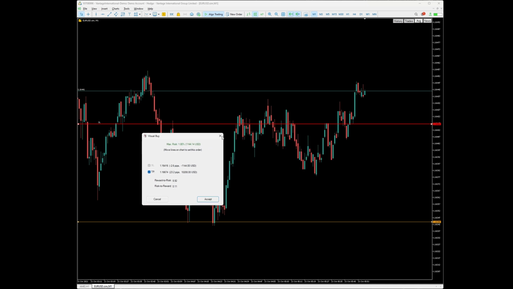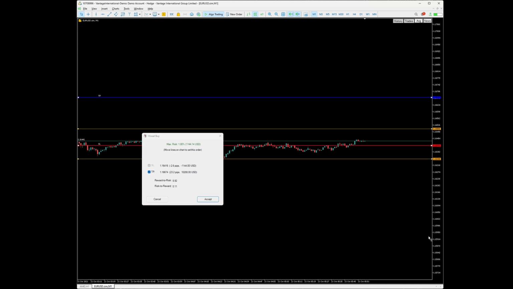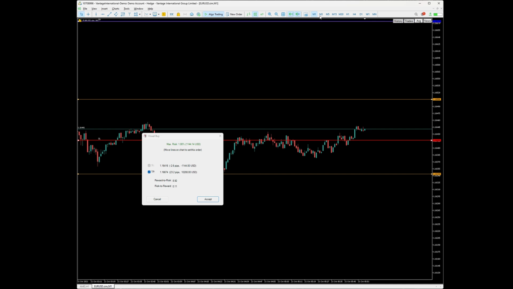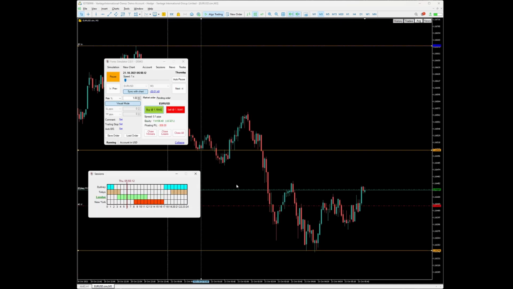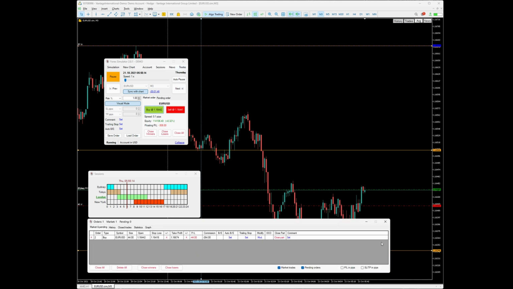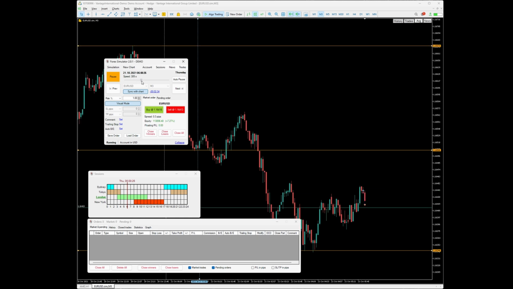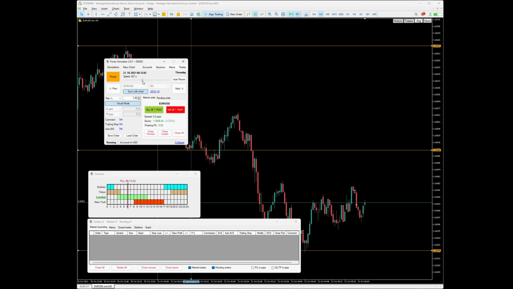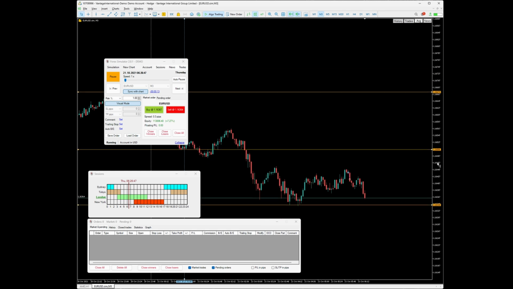Tight, we've got 8 risk here. And back to entry. There we go. Accept. And we want to see our trades unfolding there. And we go. And there we go. Not the correct.